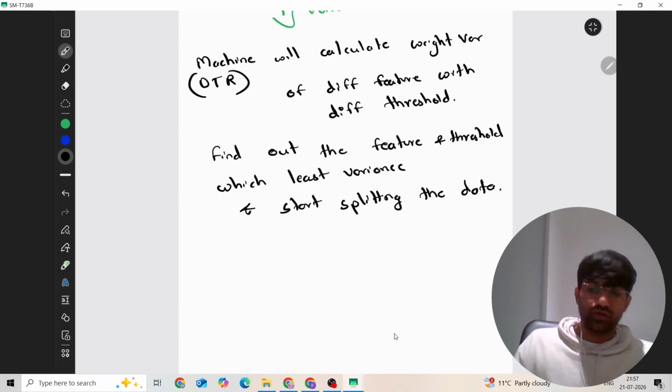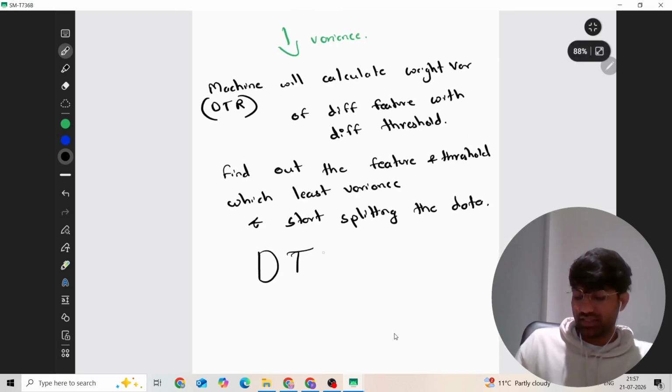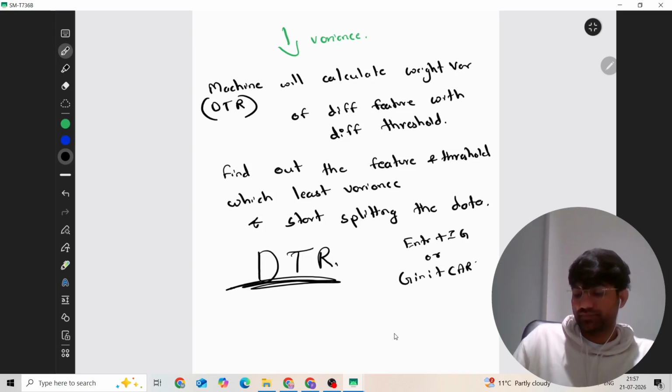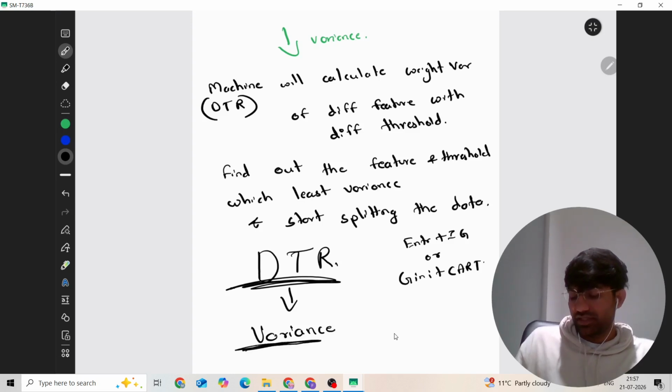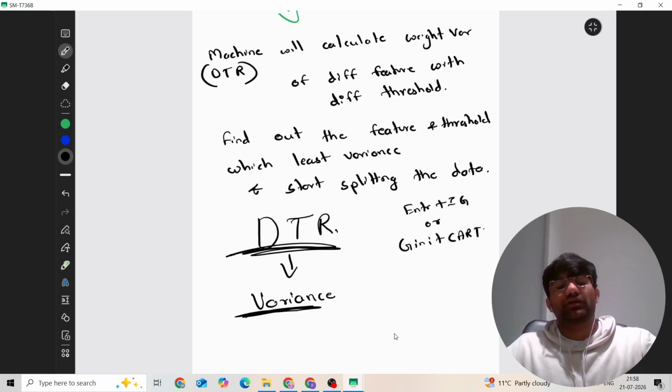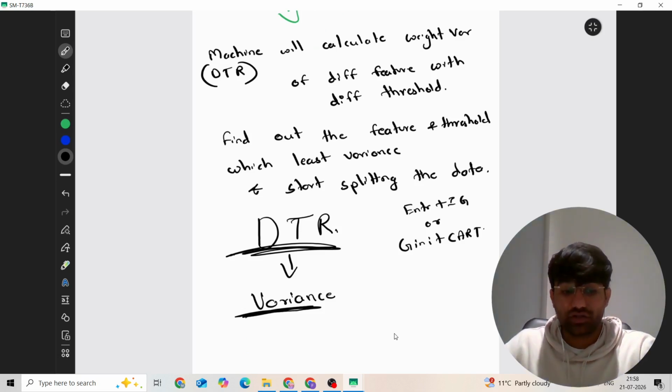This is how our decision tree regressor will work. It is different from classification. In classification, remember, we use entropy plus information gain or Gini plus CART algorithm. But decision tree regressor is based on variance. It is different. It is based on variance. I hope you have understood the decision tree in depth and all the concepts are clear.